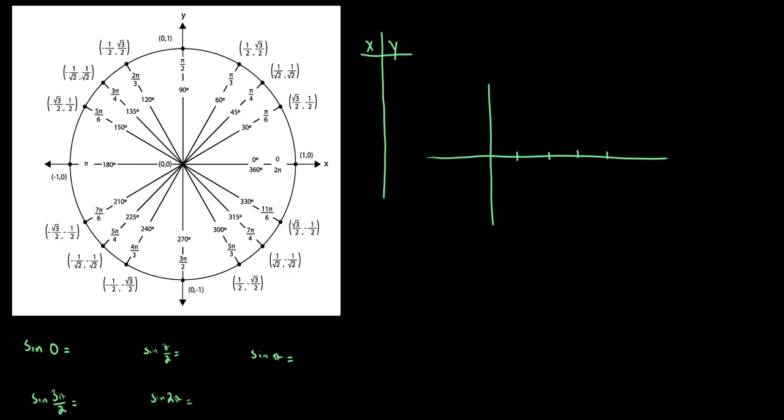Hello and welcome back. In this video, we're going to take a look at how the graph of sine is obtained, and we're going to be using the unit circle to do so, okay? So we need to know that unit circle. We need to know how to evaluate the unit circle, okay?